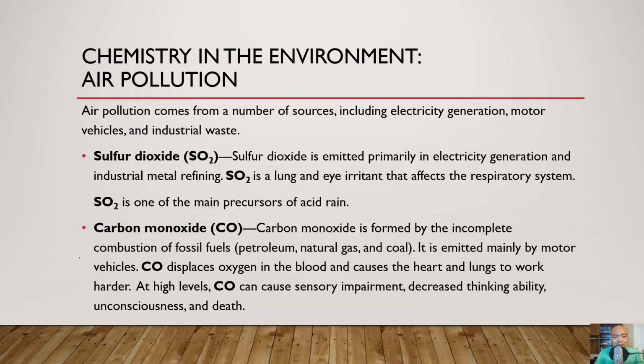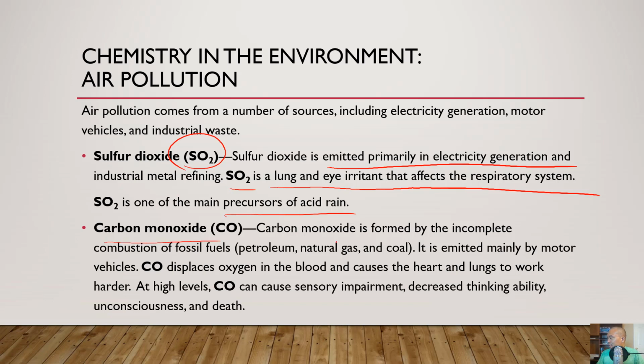In the next few slides, we're going to talk about gas pollution. Air pollution comes from a number of sources, including electricity generation, motor vehicles, and industrial waste. Sulfur dioxide is emitted primarily in electricity generation and industrial metal refining. And sulfur dioxide is a lung and eye irritant that affects the respiratory system. Sulfur dioxide is also one of the main precursors of acid rain.